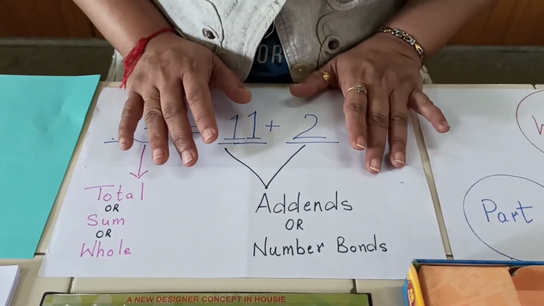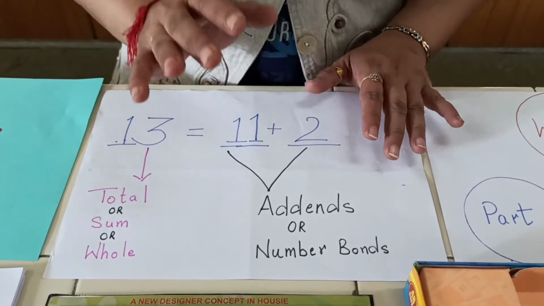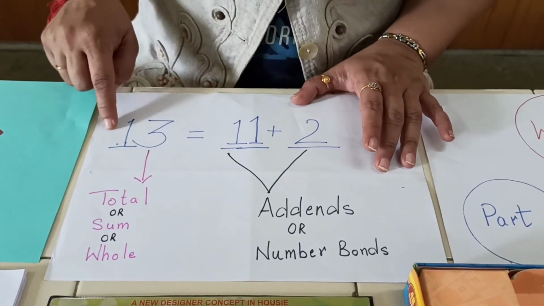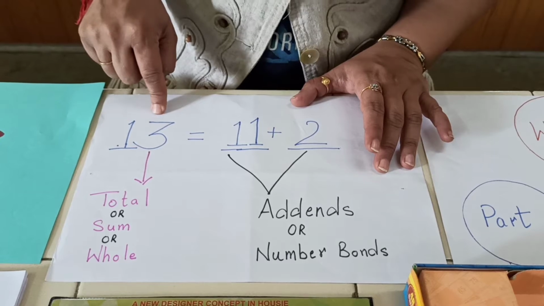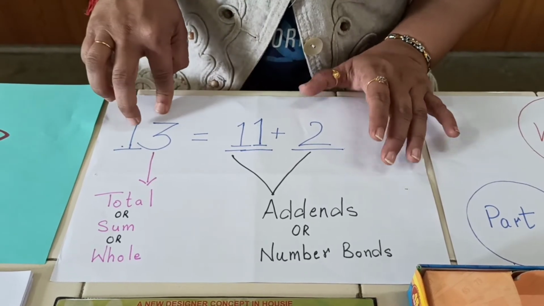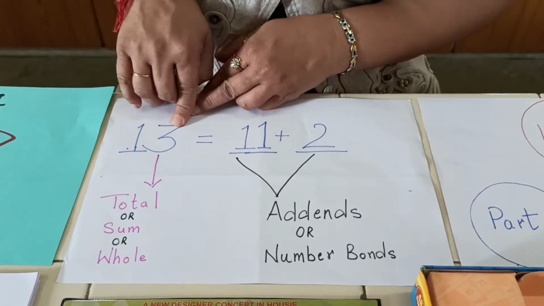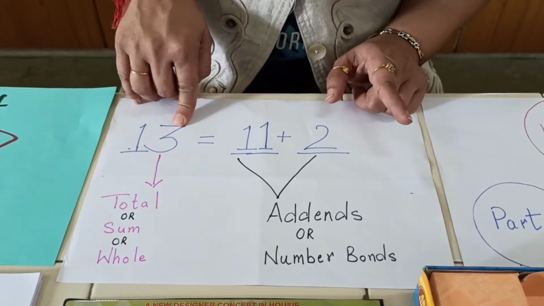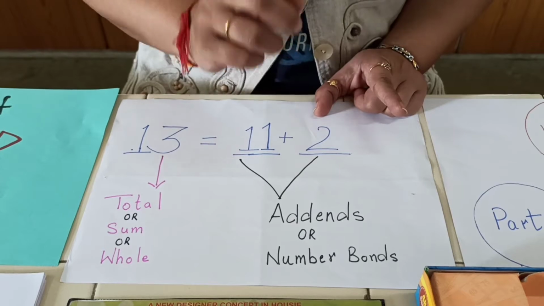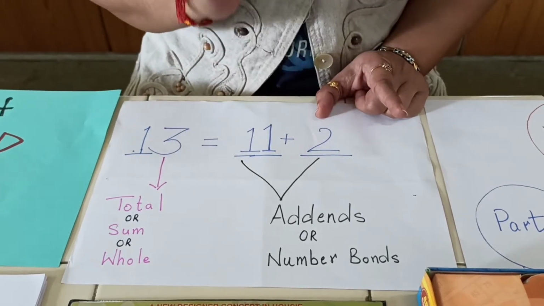And the rule which you have to remember is that whenever the sum or the whole is 13, we should always take a number equal to this number or less than this number. Equal or less. Remember, equal or less. It cannot be bigger than the whole number or the total.